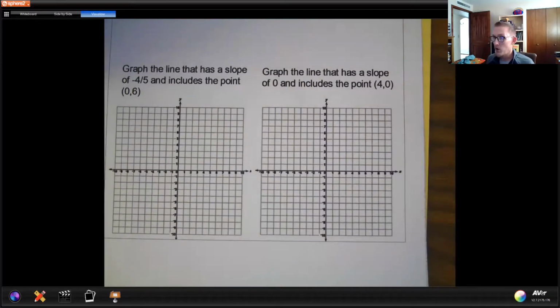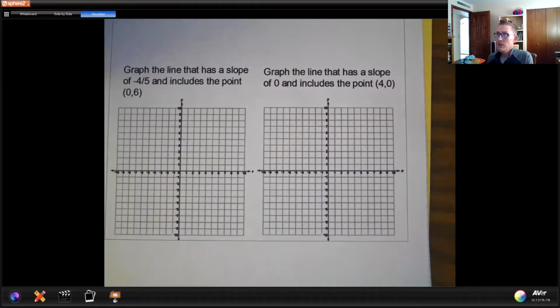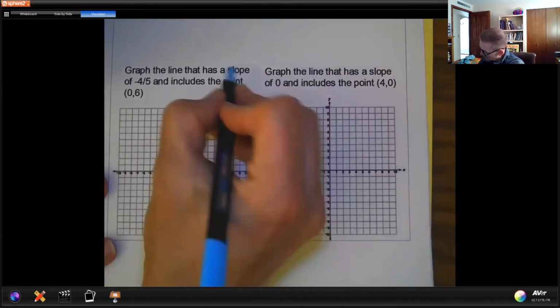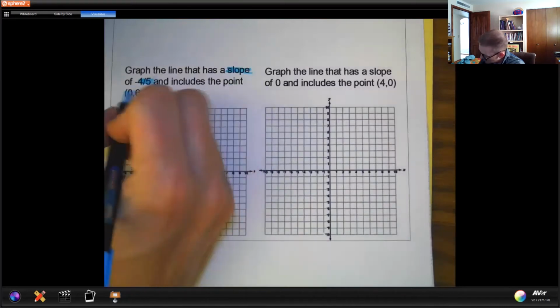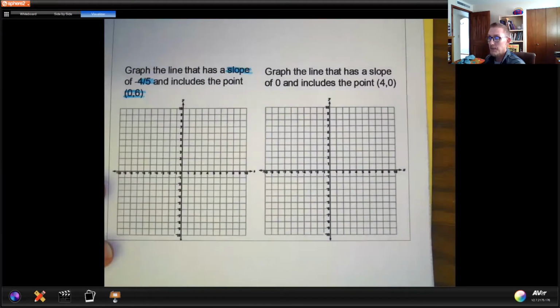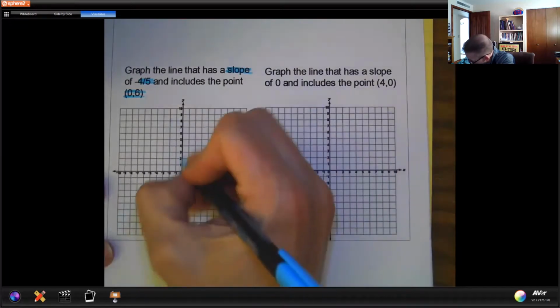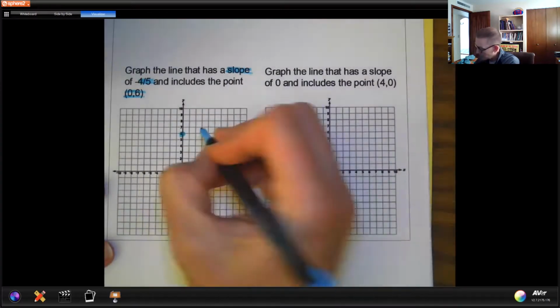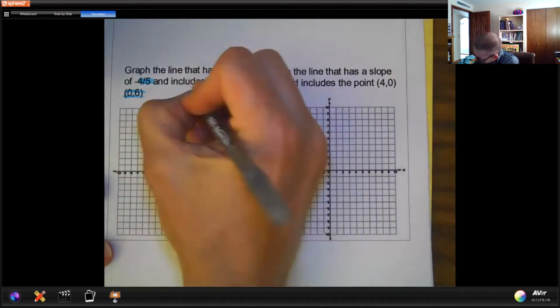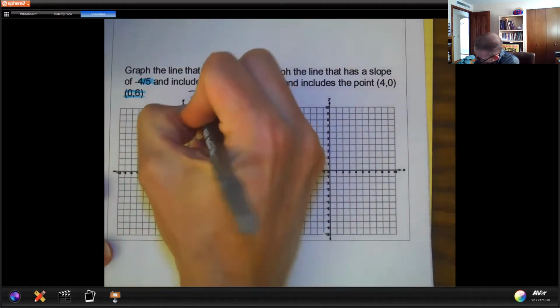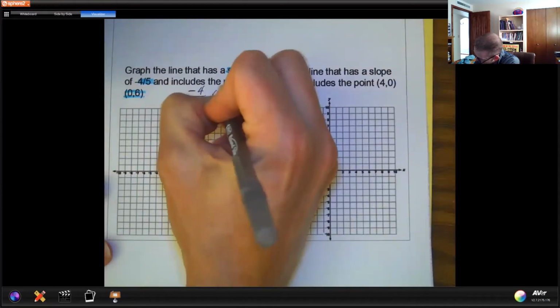Let's take a look at 2 more examples here. The slope is -4/5, and the point is 0, 6. So we're going to plot our point at 0, 6. So 0, 6 puts me right there. And then remember our rise and our run. -4 over 5 is my rise and my run.